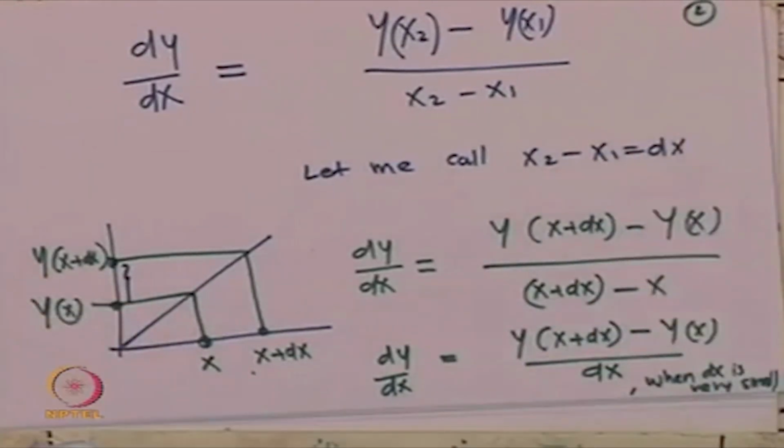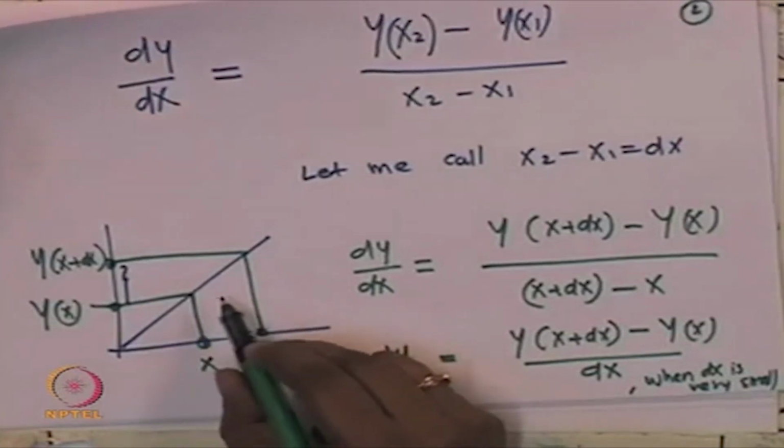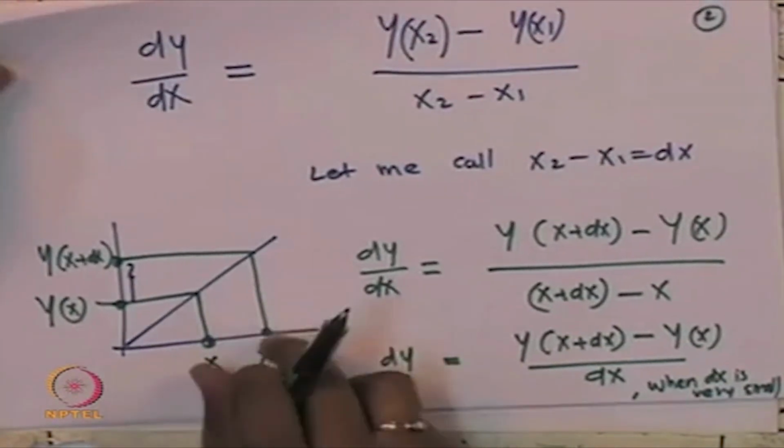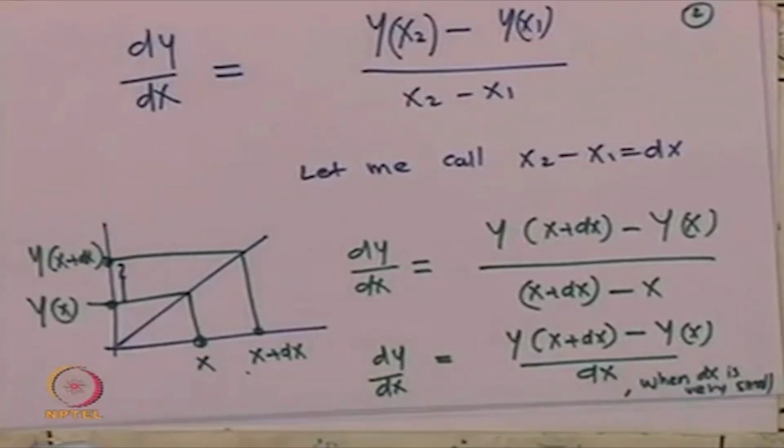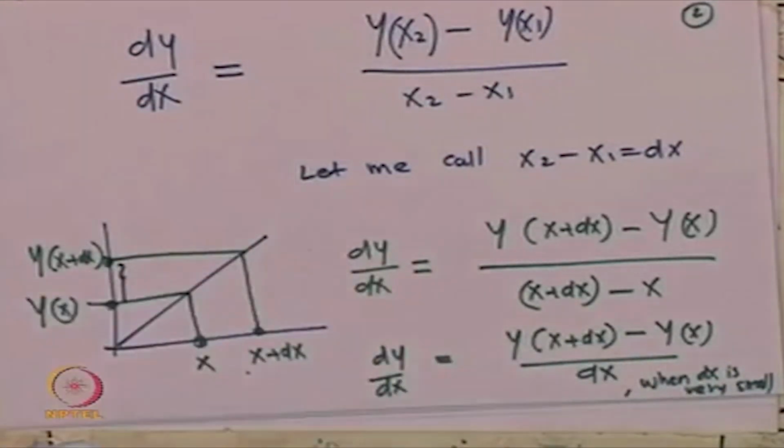So, the closer, the more accurate this will be. We want this dx to be very small so that the definition is proper. For a straight line it does not matter what the value of dx is, but for complicated curves, the closer you take these 2 values on the x axis, the more correct the derivative you would get.